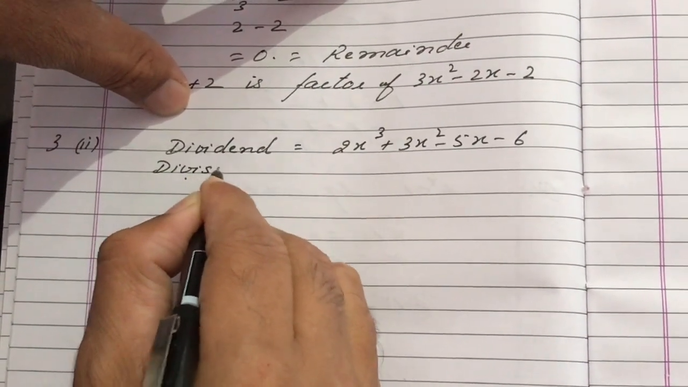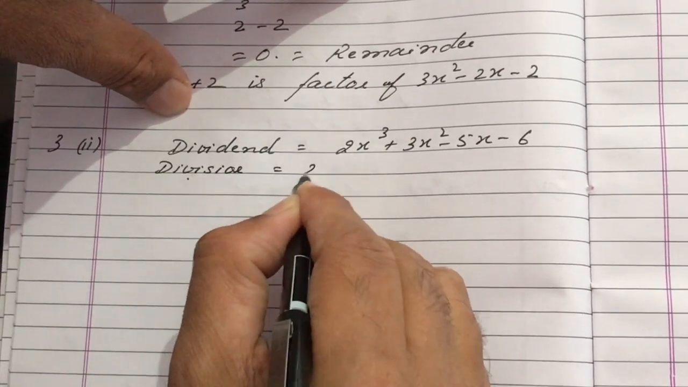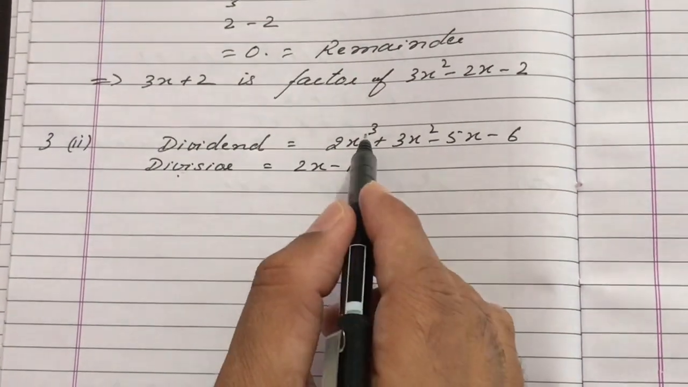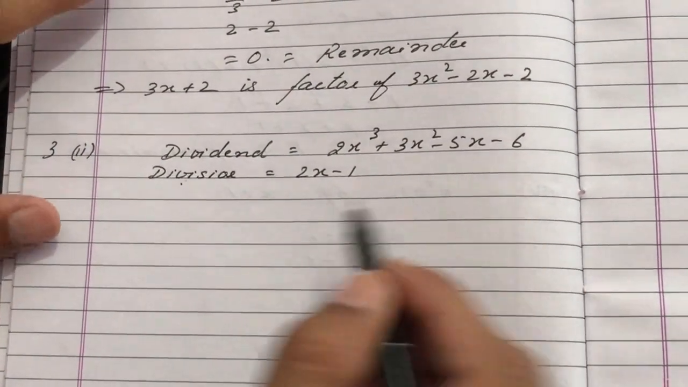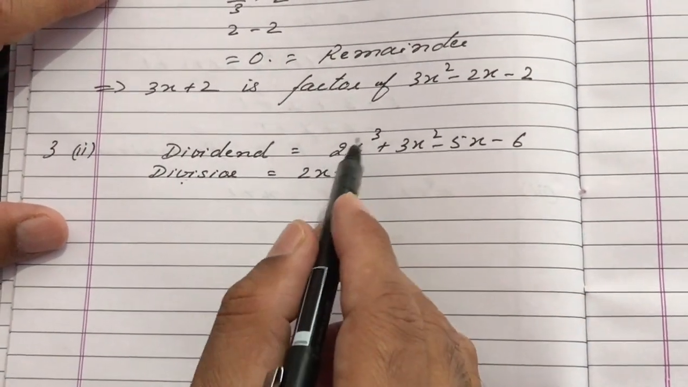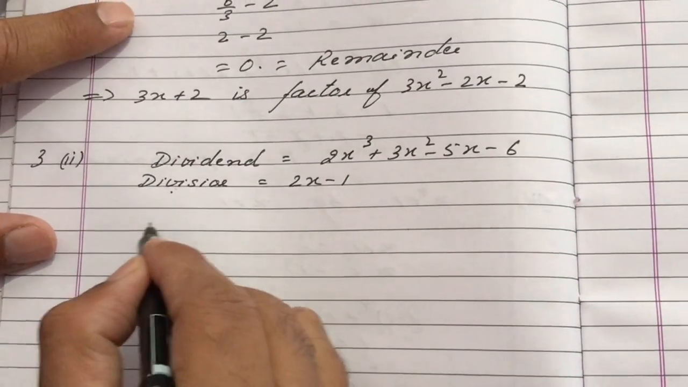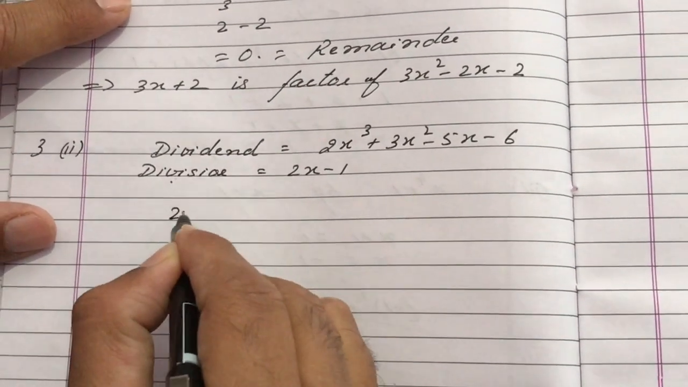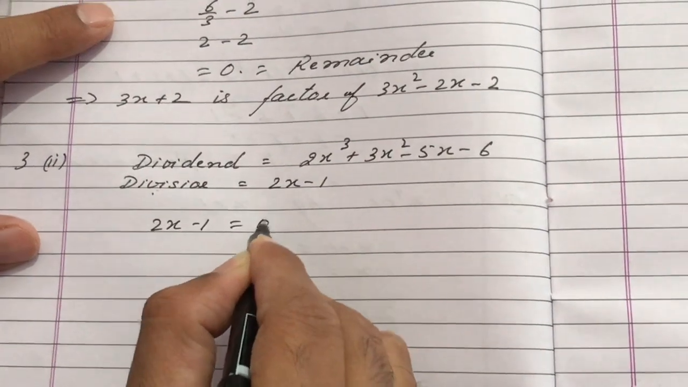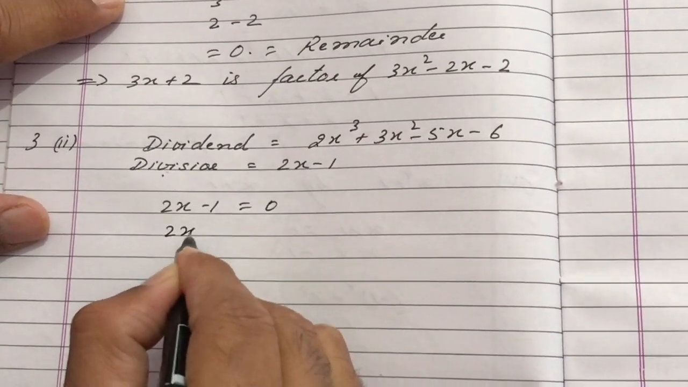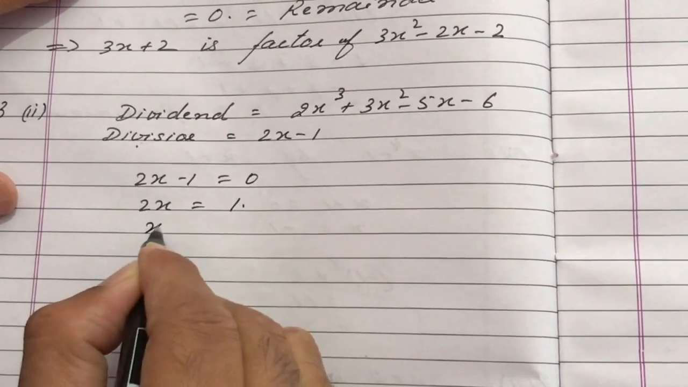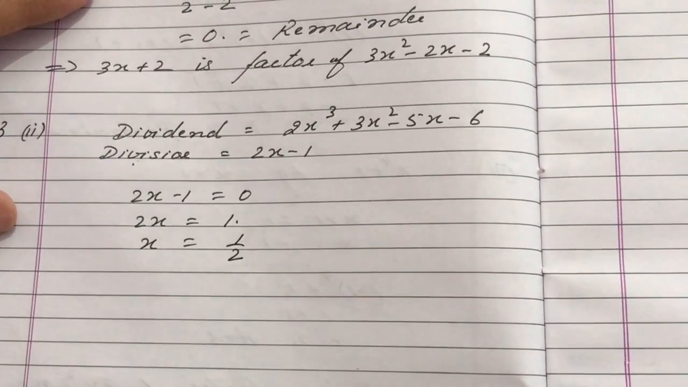divisor 2x minus 1 is a factor of the dividend or not. Again I find the remainder. If the remainder is 0, then it will be a factor. So I put 2x minus 1 equal to 0. 2x is 1, x is 1 upon 2.